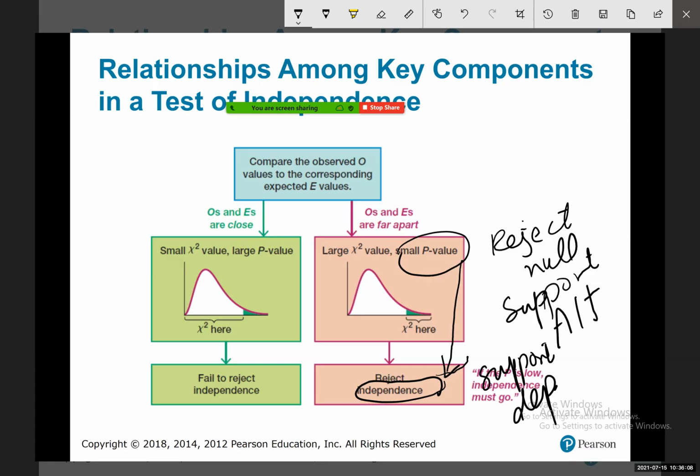And same thing with fail to reject the null. You fail to reject the independence and you do not support the dependence.